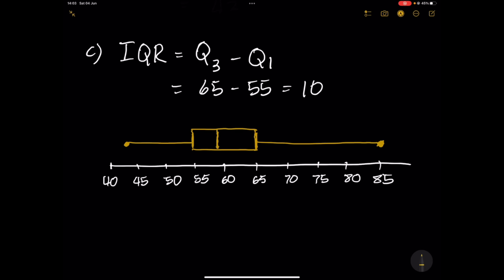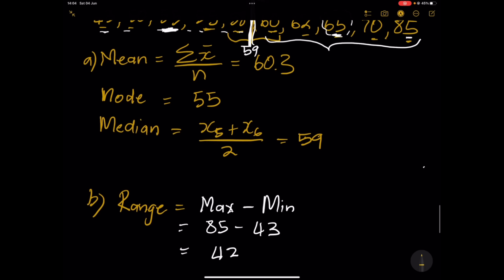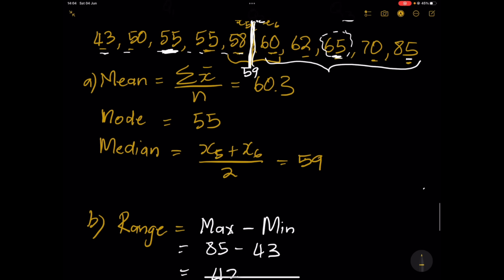Okay, right, so there is our box and whisker plot. Remember, this would be Q1, this would be Q3, that would be Q2, which is the median, and in this case this would be your minimum value, and this would be your maximum value. Okay, and finally they said we need to comment on the skewness of this data.